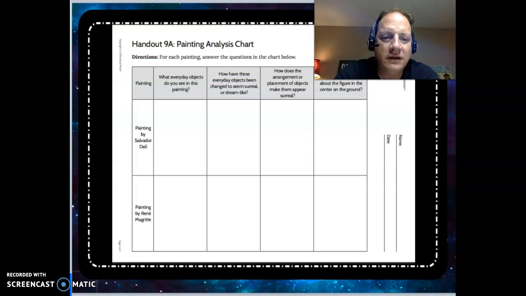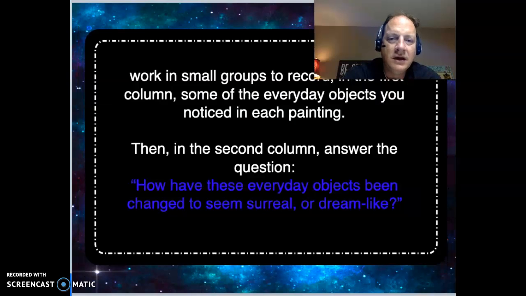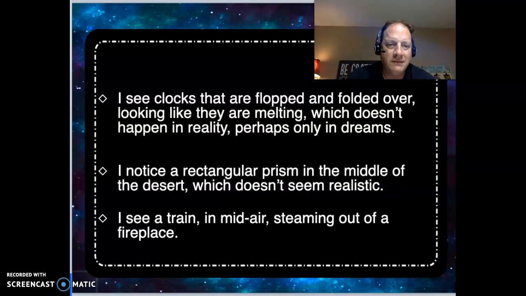Go ahead if you need to, you can pause and look at your worksheet and answer these questions. What everyday objects do you see in the painting? How have these everyday objects been changed to seem surreal or dreamlike? How does the arrangement or placement of the objects make them appear surreal? And what do you notice about the figures in the center or on the ground? So take a second, fill those out, and I'll collect those next time I see you. Okay? All right, we're not going to work in a small group on this, so for sake of time here, we're going to move a little bit.